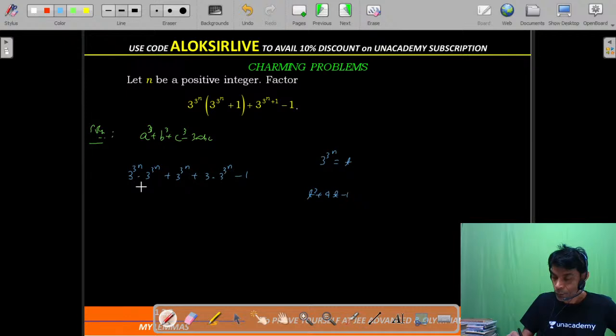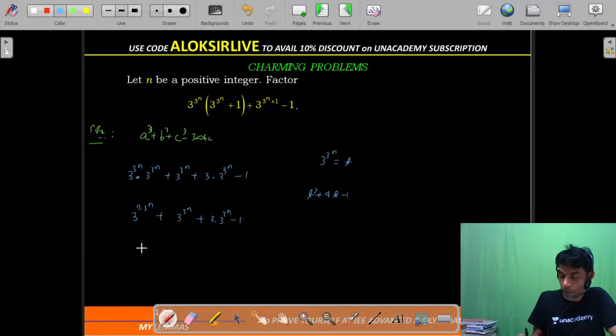So this way it is there. So what I will do is write this in this form. I want to make a lot of cubes. So one way to make this is to identify this as 3 to the power 2 times 3 to the power n plus 3 times 3 to the n minus 1. So you can write it like this.